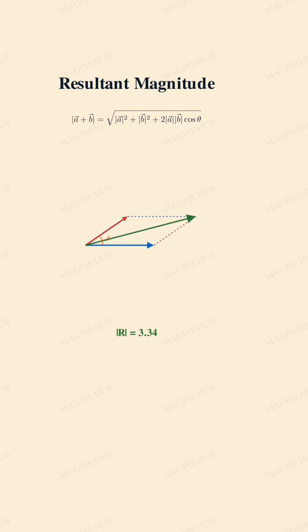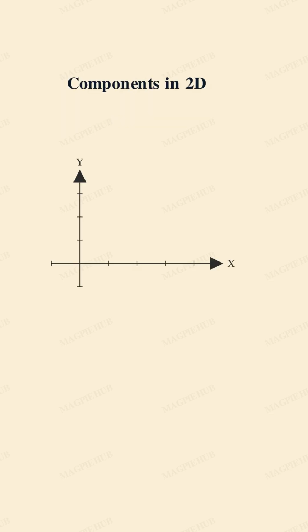What happens when theta is 0 degrees or 180 degrees? Excellent question. When theta is 0, vectors are in the same direction, and the magnitude becomes A plus B, the maximum value. When theta is 180 degrees, they are opposite, and the magnitude is the absolute value of A minus B, the minimum value. So the resultant always lies between |A minus B| and A plus B. Watch the angle change.